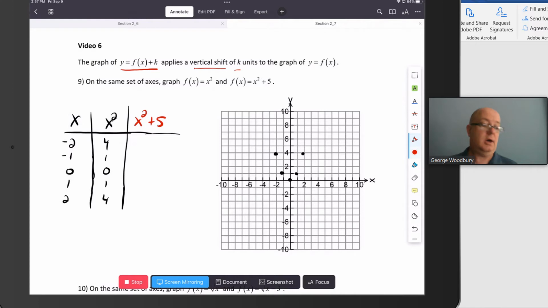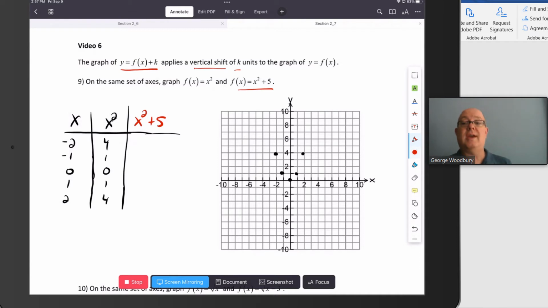So this time we're looking to graph y, or f of x equals x squared plus 5. And I've got the points for that parabola already on the screen and in the table. Right? They're on the graph and in the table. But x squared plus 5 would add 5 onto all of those values.